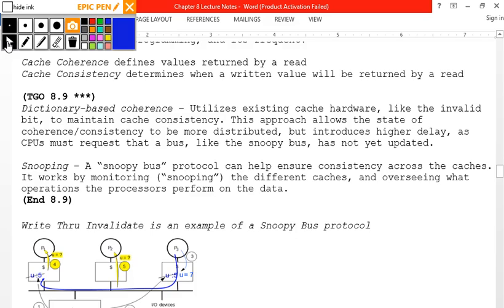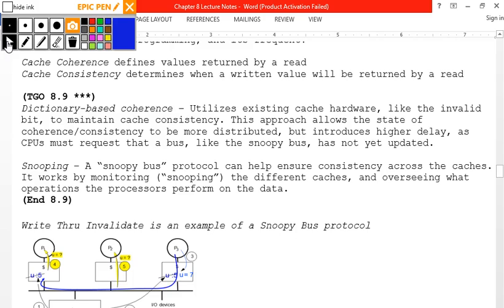So what we're doing is we write to a value in the cache, and if we've updated it, this invalid bit is going to look at the other two, and they're going to see that they're not the same, and then the processor is going to automatically update it. This approach allows the state of cache coherence and consistency to be more distributed, but introduces higher delay, as CPUs must request from a bus like the Snoopy bus that has not yet updated.